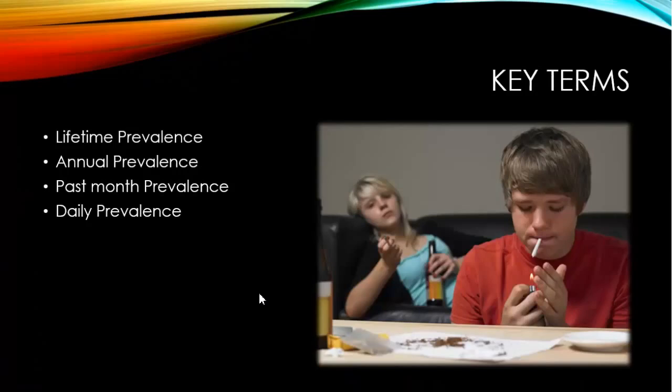So some key terms we're going to look at are lifetime prevalence, annual prevalence, past month prevalence, and daily prevalence. Lifetime prevalence is if you've ever used a drug in your life, right? Annual prevalence is determined by whether you have used a drug in the past year. Past month prevalence, you can guess, is whether you've used the drug in the last 30 days, whereas daily prevalence rate is determined by whether you've used the drug daily for the past 30 days.